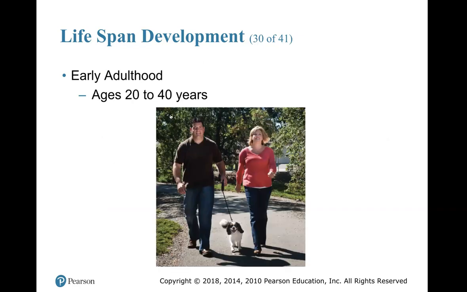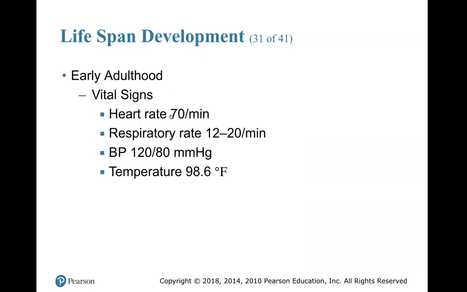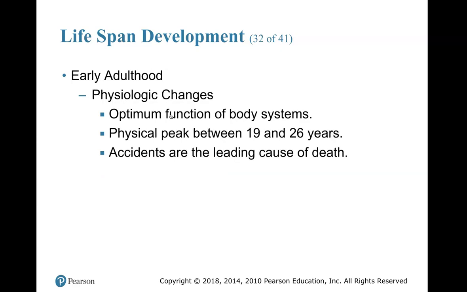All right, ages 20 to 40. Now we're getting close to my age here. Close. You know, we're not there yet, obviously, but vital signs, heart rate is 70 beats a minute. Respiratory rate, 12 to 20. Blood pressure, 120 over 80 is normal. Please do not call that blood pressure out to me every time you do it, because I know that ain't going to be right. Temperature is 98.6.